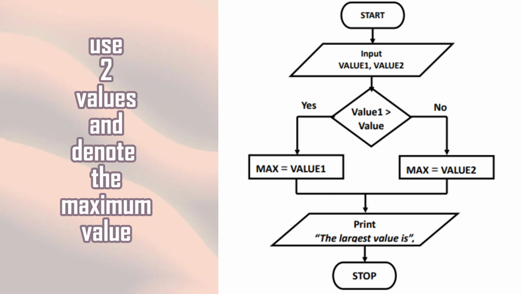Now the last print command will be like both arrowheads are going to denote the one box, which is the print, which is one output, and the output will be the statement 'the largest value is'. This statement will be displayed in the output, and then the answer will be shown: if yes, then the maximum value 1 will be shown, and if the answer is no, then the maximum value 2 will be shown, and the stop command will be operated.